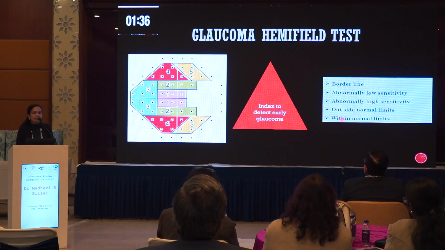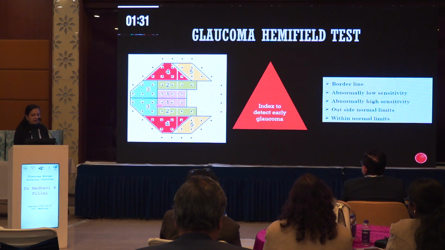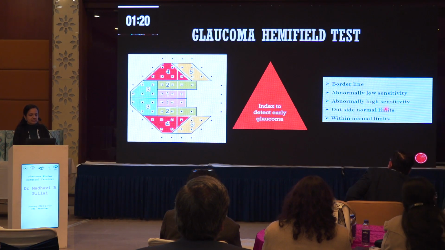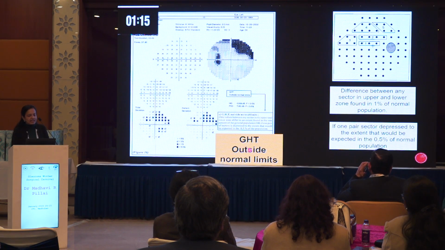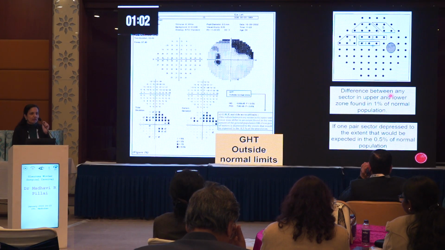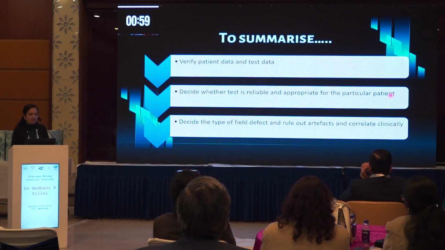Next is the glaucoma hemifield test, which is specifically designed for glaucoma. With the horizontal line, above and below, 5 zones are being tested and compared. So, this is an index to detect early glaucoma. The messages displayed are borderline, abnormally low sensitivity, abnormally high sensitivity, outside normal limits and within normal limits. So, what exactly does GHT outside normal limits mean? It means that the difference between any zone in the upper and the lower zone is found in only 1% of the normal population. So, this is not normal. 99% won't have this, only 1% will have this. So, that is the meaning of GHT.